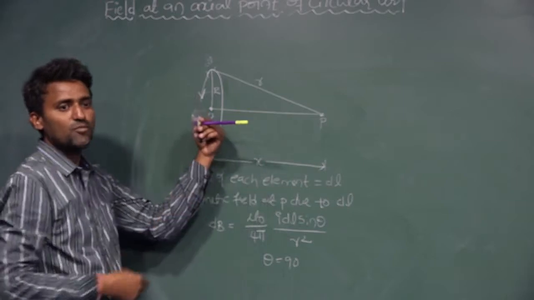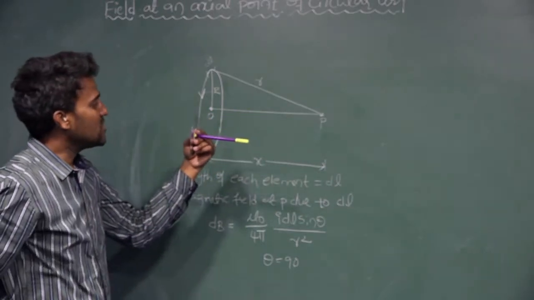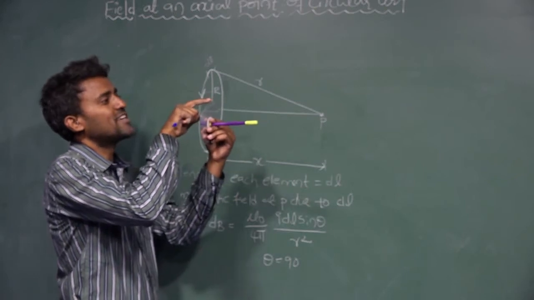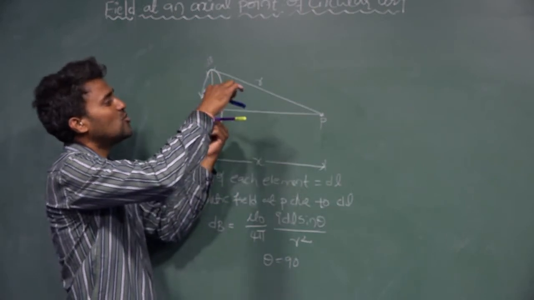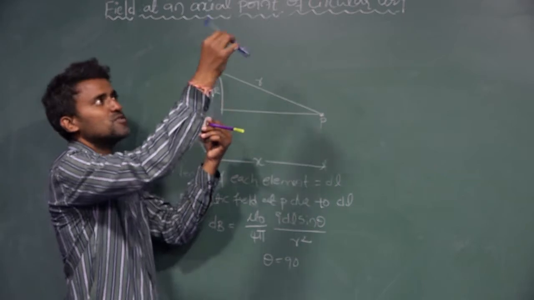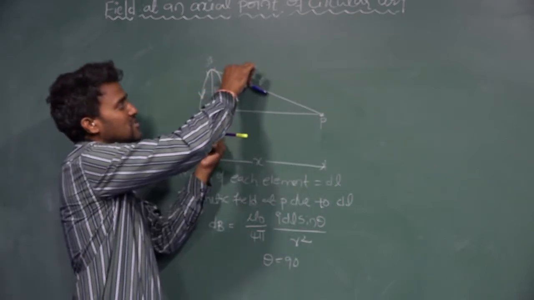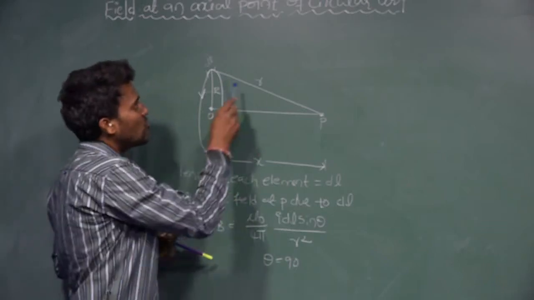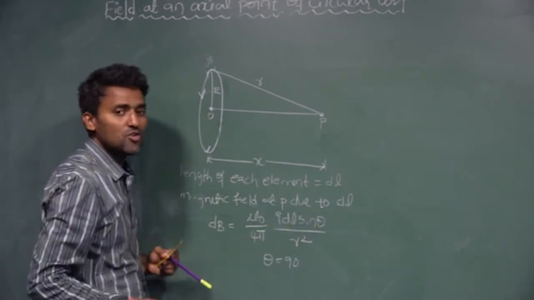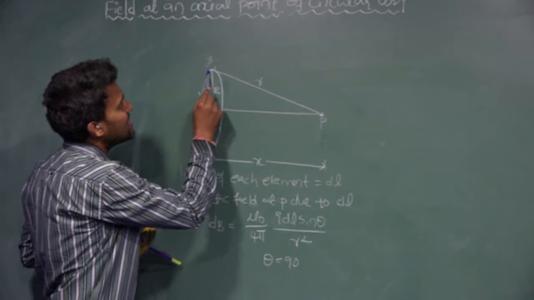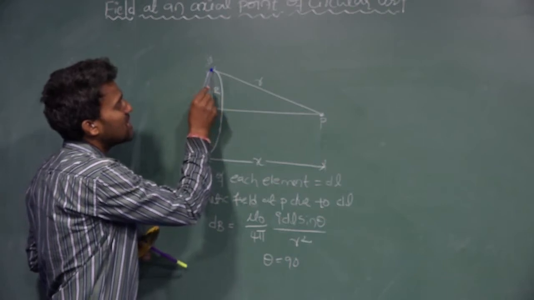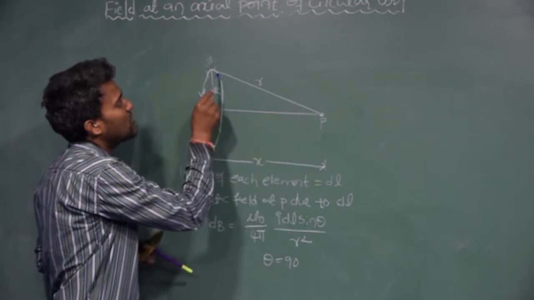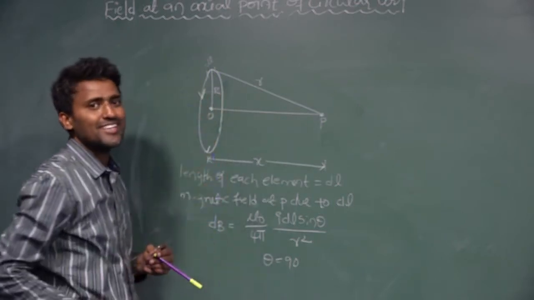At the top, this position I am taking as dl. The distance from dl to point P is this pen, which is r. Now, what is theta? You can observe the angle between dl and the line joining dl to point P. The angle between these two is theta.